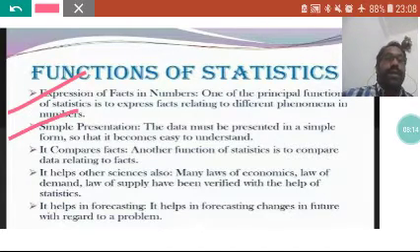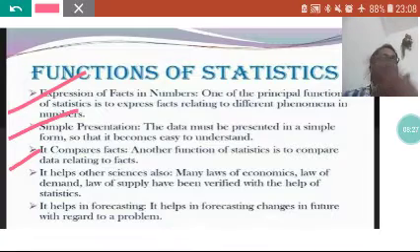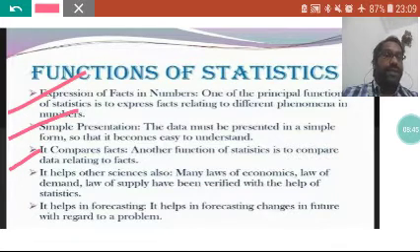Then it compares the facts. When we compare the data, we find some relations between the observations, and we can say, okay, this is good, this is bad. Suppose we are doing online shopping; in that we look at the reviews. We compare how many people have liked this product and how many people have disliked it. All these things are there in the form of statistics.